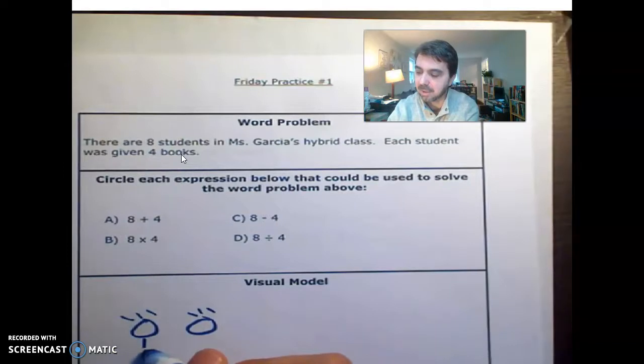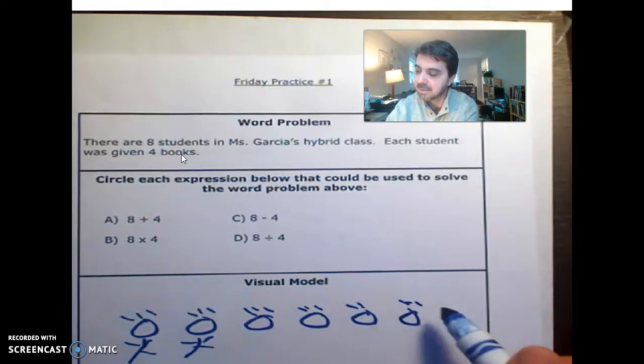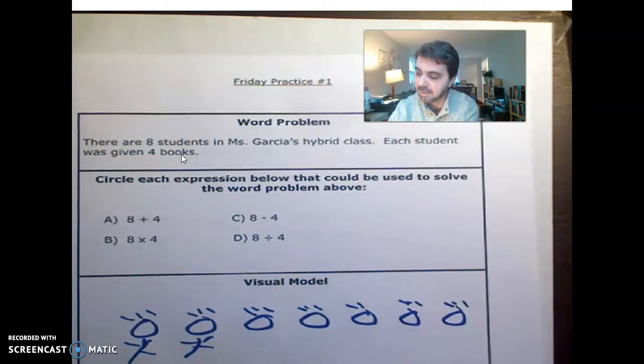That's hair, by the way. 3, 4, 5, 6, 7, 8.